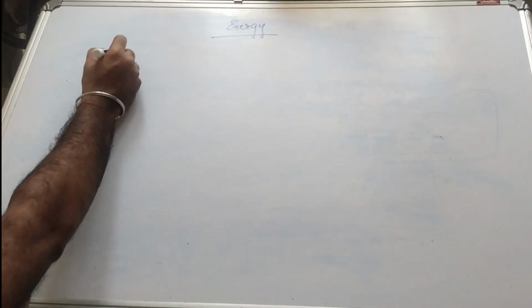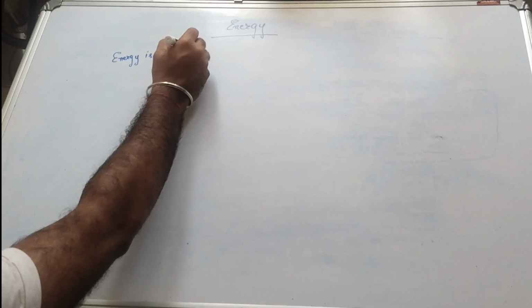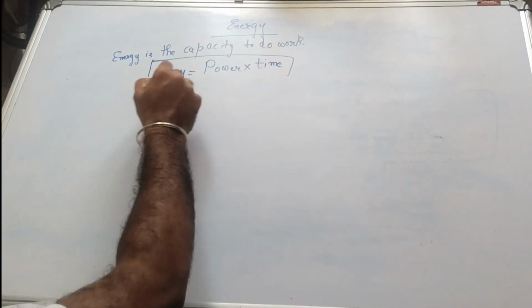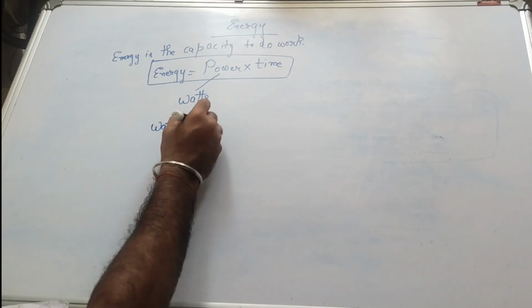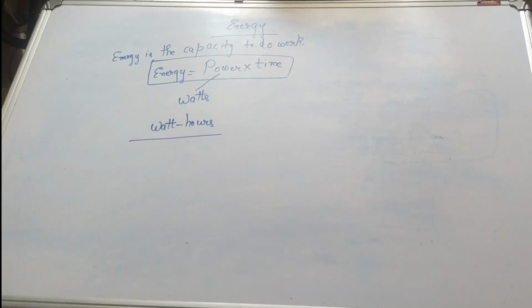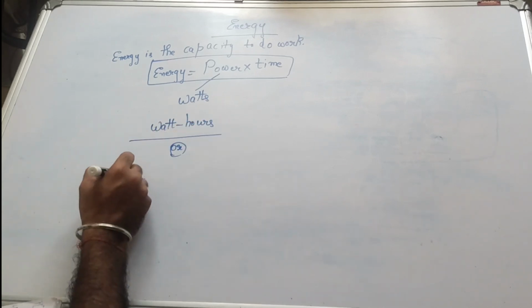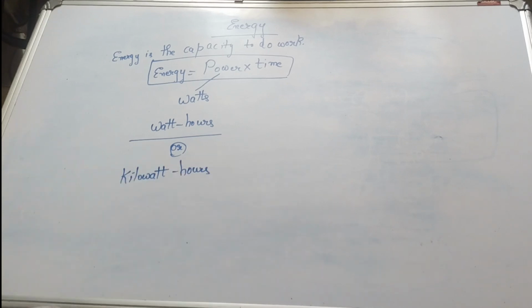Now let's see energy. Energy is the capacity to do work. Energy is given by power into time. Power is measured in watts and time in seconds, but here energy is measured in watt hours or kilowatt hours.